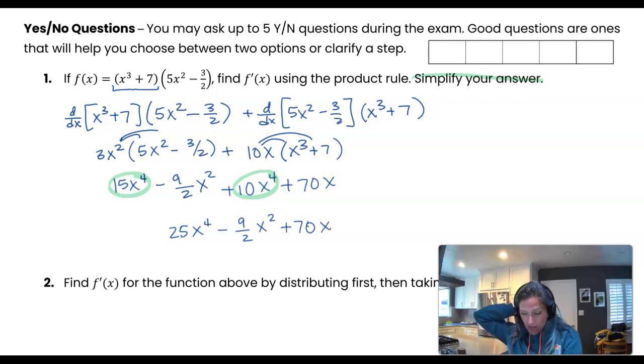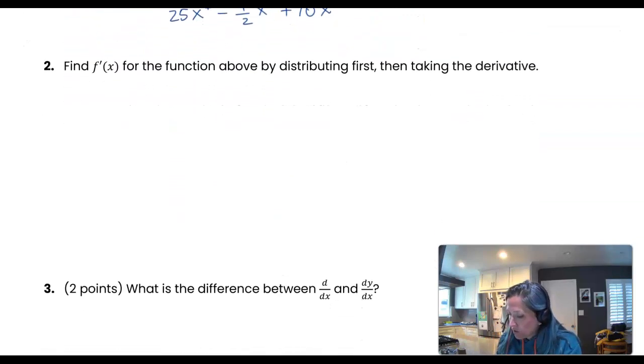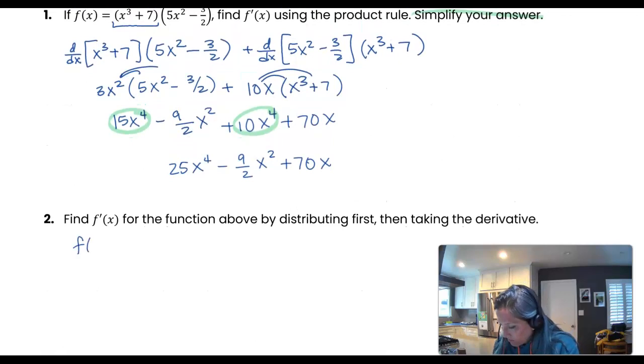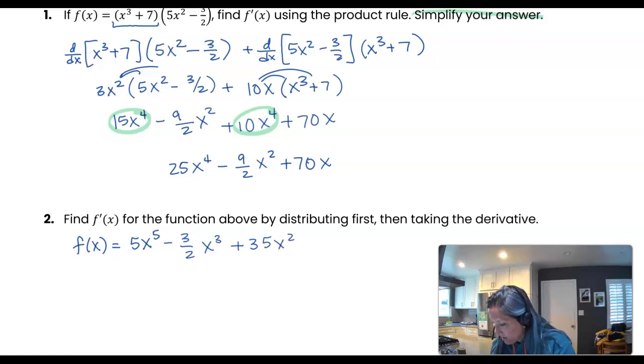And while we're here, let's just go ahead and do number 2 because it's about the same function. But this time we're told to distribute first and then take a derivative. So it looks like I need to keep my function for a second. If I were to distribute, we are going to get a 5x to the fifth minus 3 halves x to the third plus 35x squared minus 21 over 2. Okay, so that was just distributing this original function up here.